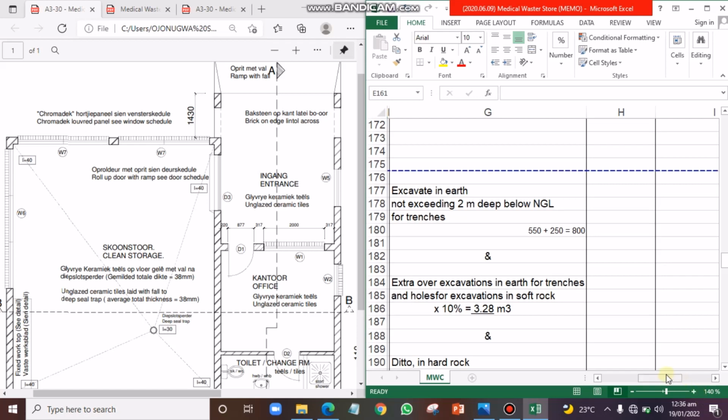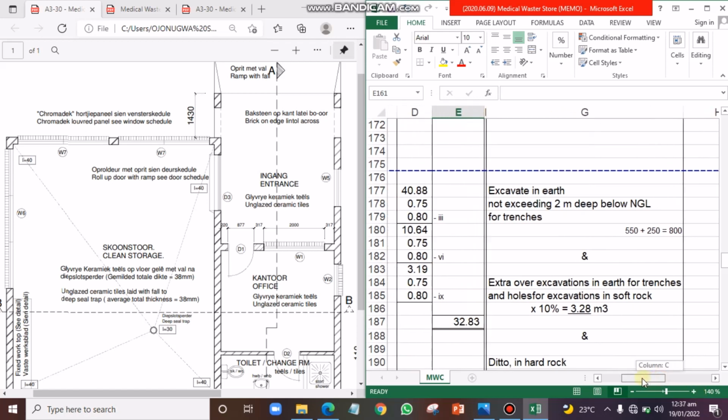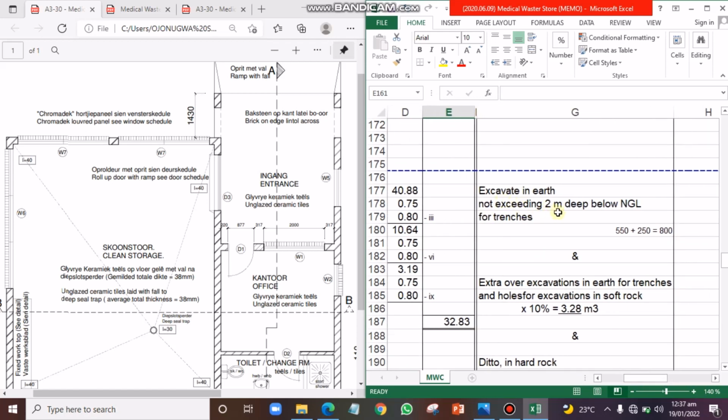In the next procedure, we are carrying out excavation, and remember, excavation is measured in meters cube. That is trench excavation. Aside from topsoil excavation, which is measured in meters square, other excavations are usually measured in meters cube. So we have: excavate in earth not exceeding 2 meters deep below natural ground level for trenches.